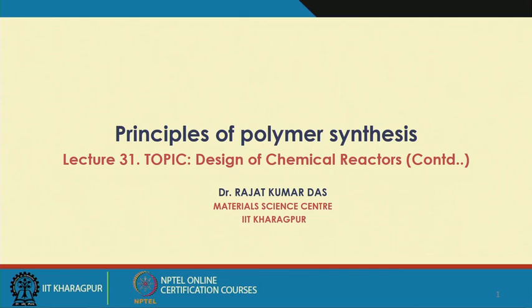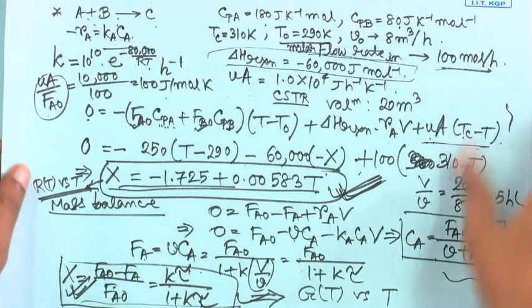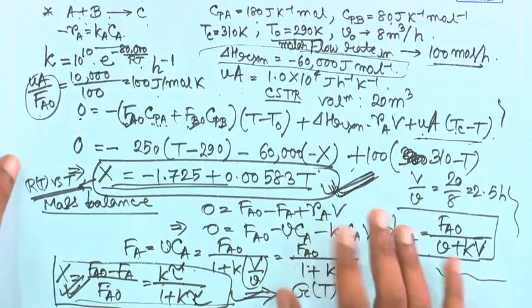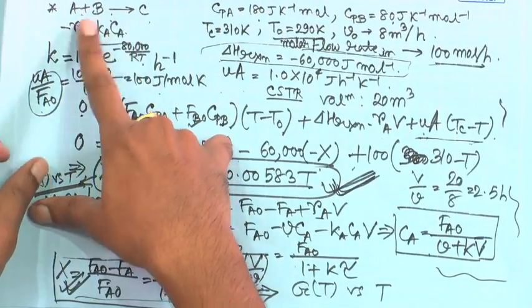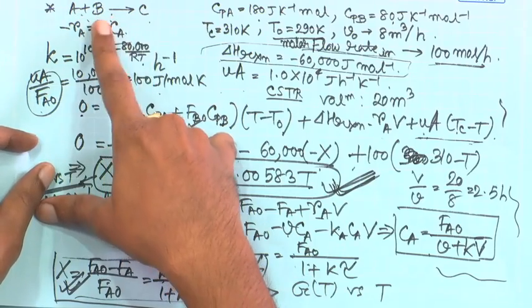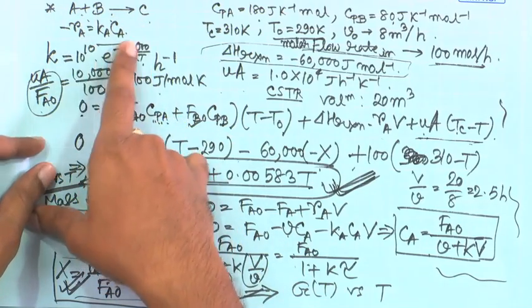After that, we will go into the synthesis of commercially important step growth polymers. So, let us do maybe a couple more problems before we finish this topic on the design of chemical reactors. If you remember, last week we finished with this particular problem here. So, we took some reaction, say A plus B goes to C, and the rate equation is also given.